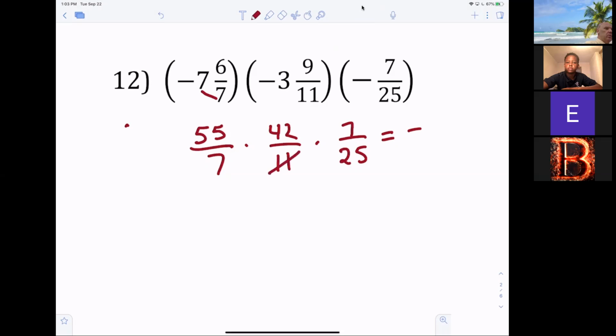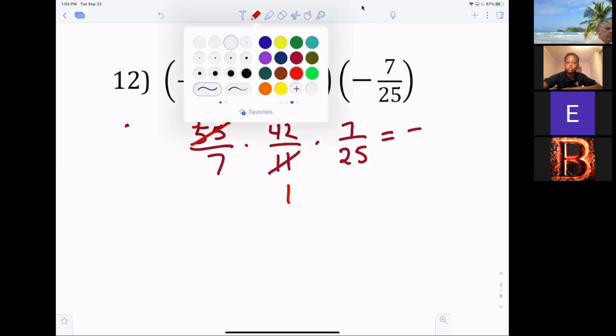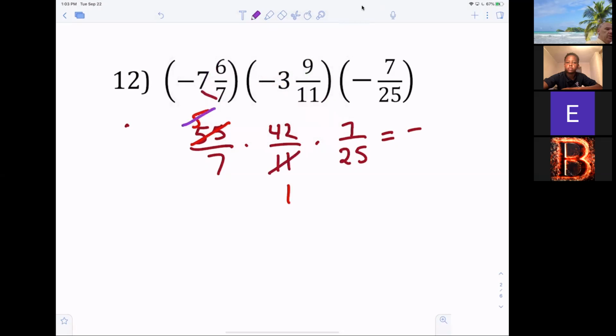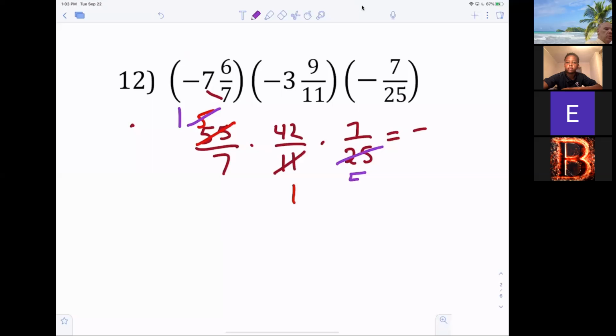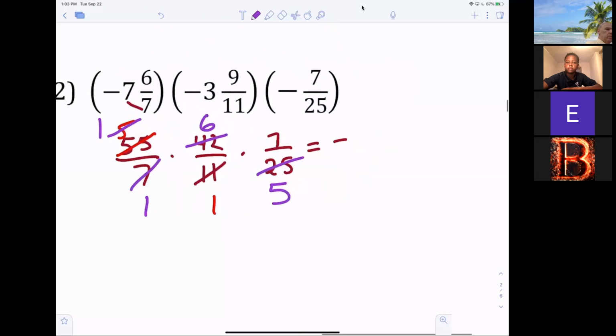Go, Logan. So, 55 and 11. Yes. 5 and 1. You're good. 1 and 5. Now what? I did, you can do the same. You can do 5 and 25. Yes. Which is 5 and 1. Now what? 7 and 42 can be 1 and 6. Yep. And I think that's it. Final answer.